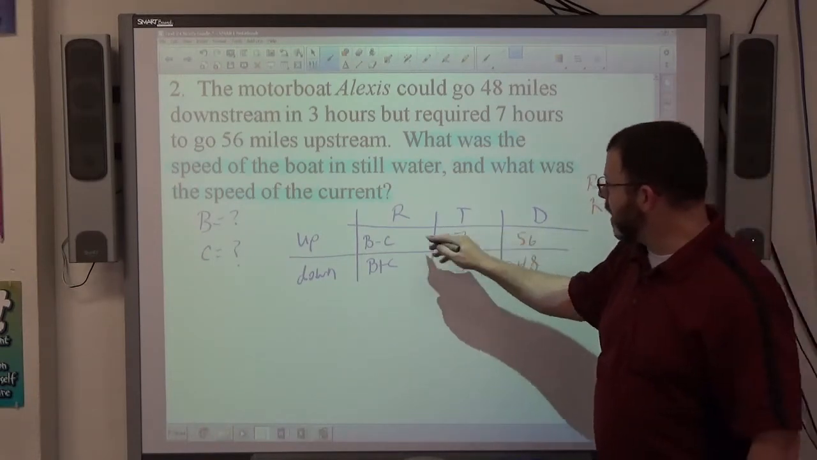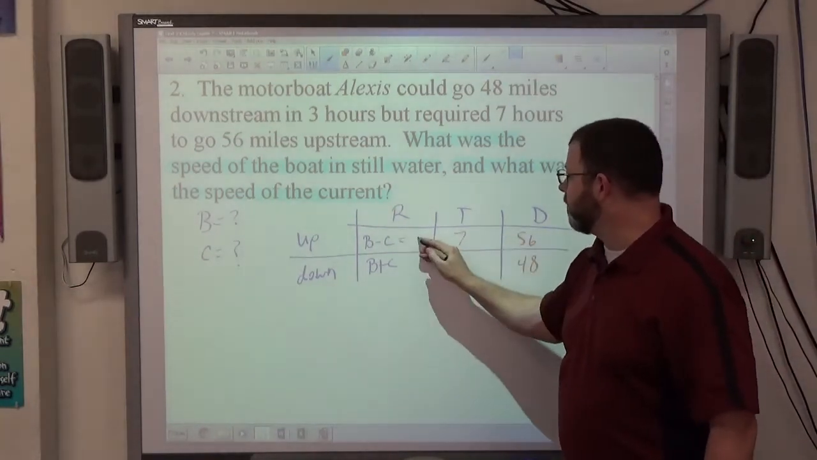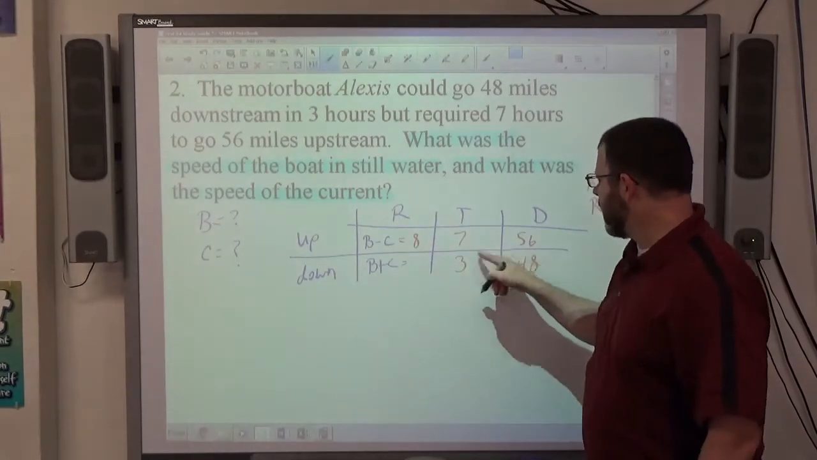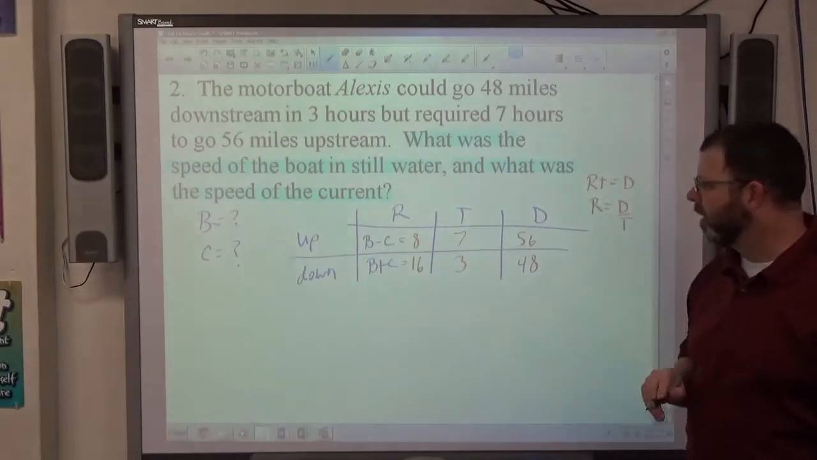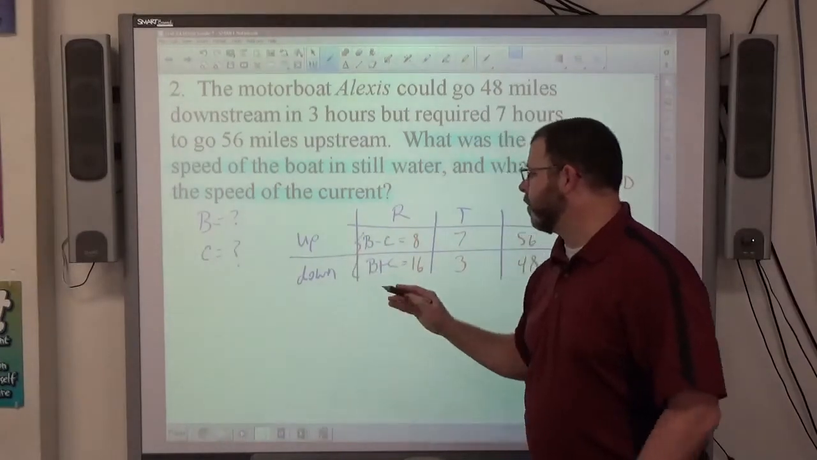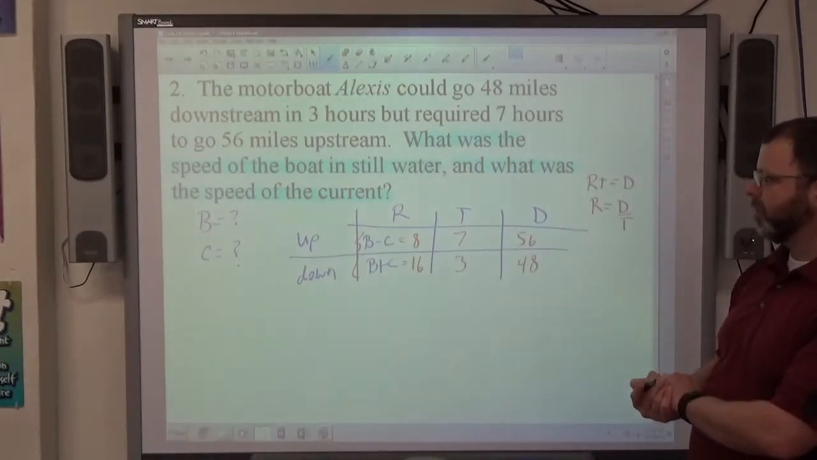Distance divided by time equals. So, 56 divided by 7 equals 8. 48 divided by 3 equals 16. And what we create here within the chart is a nice little system of equations.